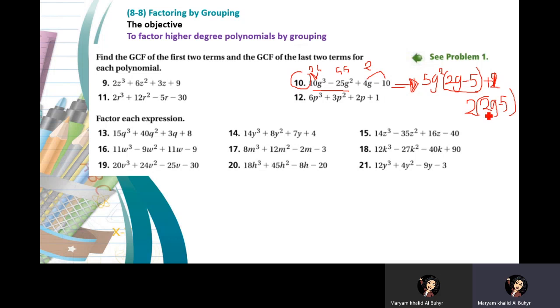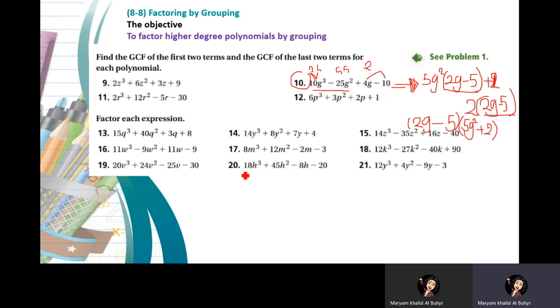Now this one and this one are exactly the same, so I will take it out. So 2g minus 5, open your parentheses, 5g squared plus 2.